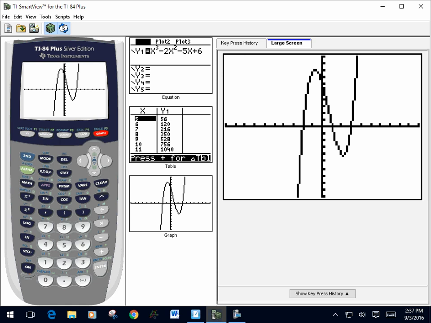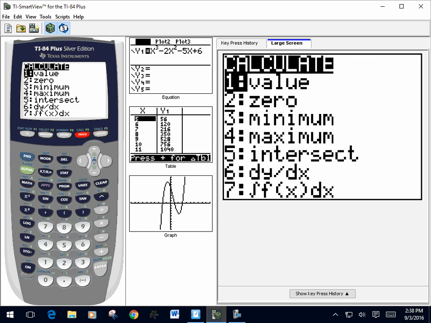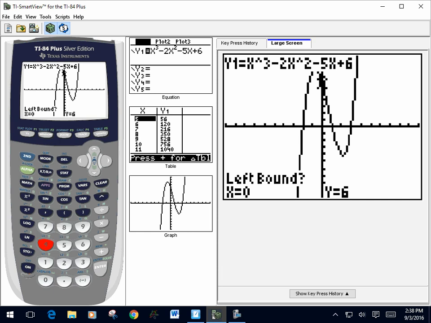So if we're using our calculator, we're going to use this calc button right here, but we need the calc part of it, so we have to do second and then calc. Brings up the little calculate screen, and first we're going to find the maximum. So we're going to choose number 4. And when you do that, it asks you a few questions, 3 questions to be precise.